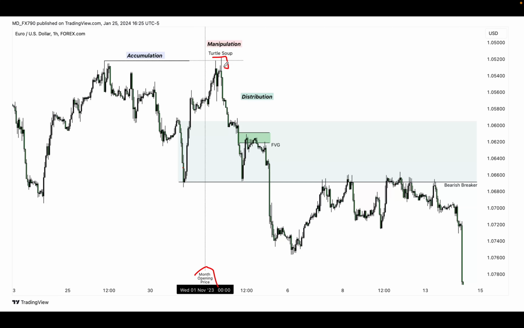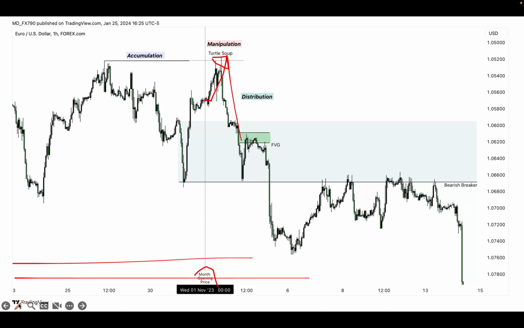You cannot target this high anymore. Why? Because the high is already in. I'm going to target a bearish PDRA or a PDRA in discount. You cannot target this high anymore because that's accumulation, manipulation, distribution. This high already showed you that it was caused by manipulation. The price opened, it went up and sold off. So that's basically manipulation.